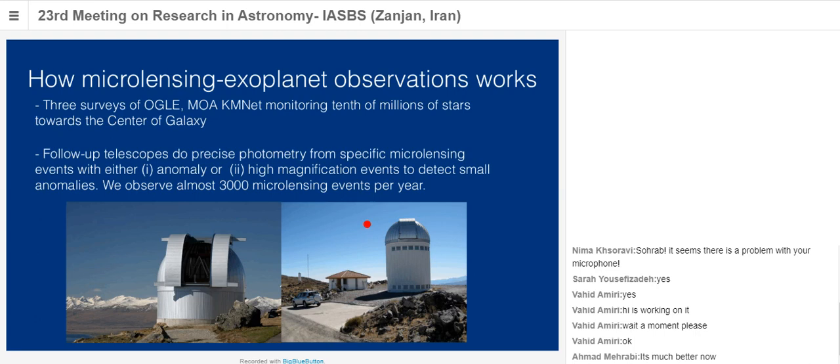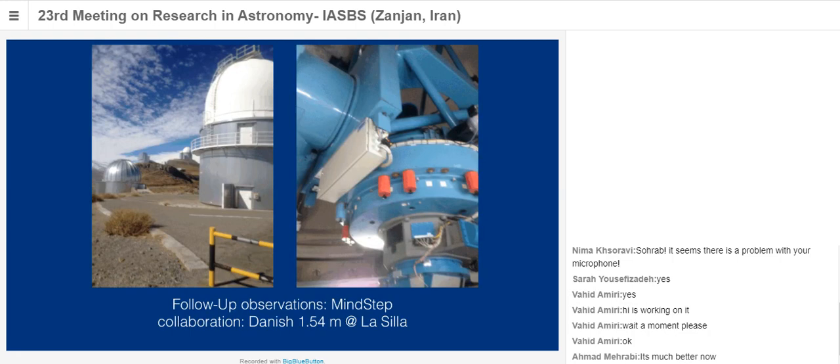For almost 10 years, survey groups like OGLE, MOA, or KMTNet have monitored billions of stars in the galactic bulge. They detect about 3,000 microlensing events per year, and they can identify the microlensing events that have anomalies. Anomalies mean they can predict that there will be a caustic crossing, and then they report it to the follow-up telescopes. We are using this telescope for the follow-up observations. It's a 1.5 meter telescope, and it's just for follow-up observation. We choose the events, not this telescope. There are other telescopes.